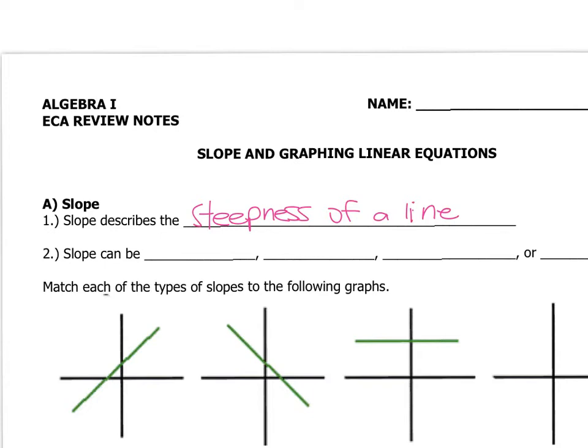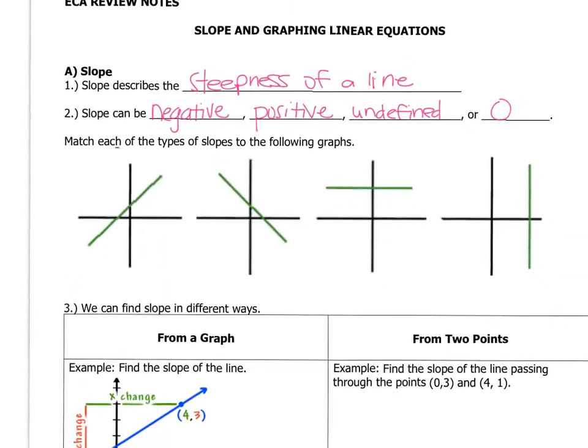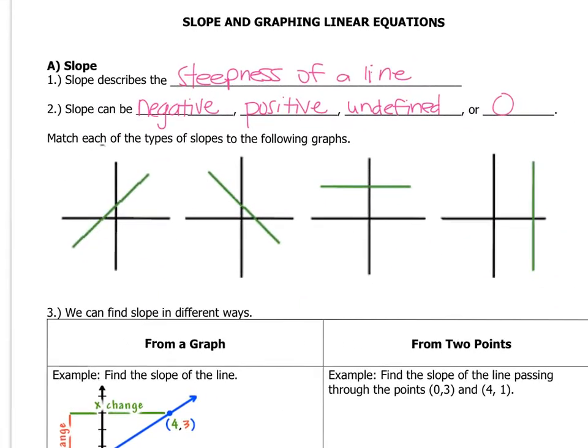There are different types of general slopes that we can have. Slope can be a negative number. It can be a positive number. Slope can be what we say is undefined, or slope can be 0. So what we have down here are a couple different types of graphs, and we are going to match each of these types of slopes to the graph that it matches.